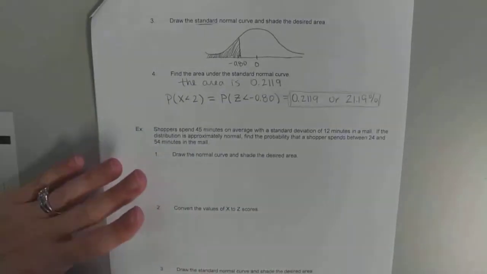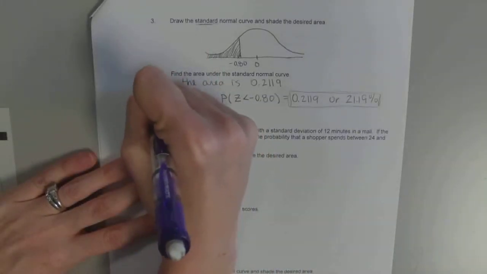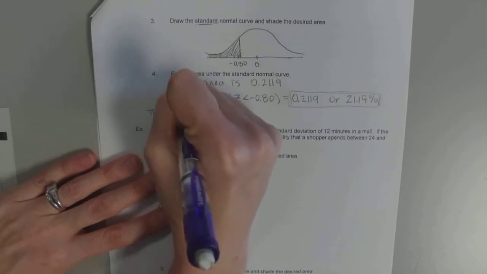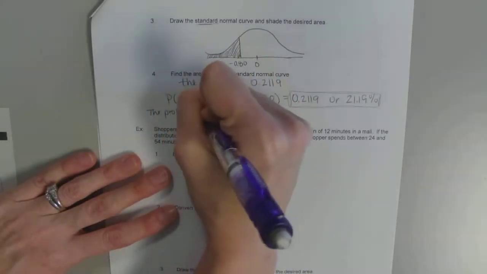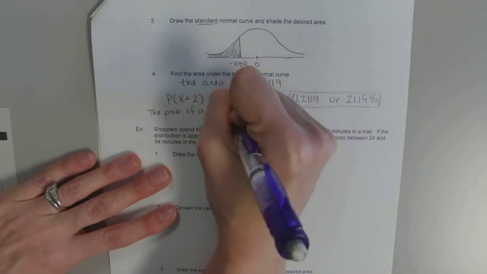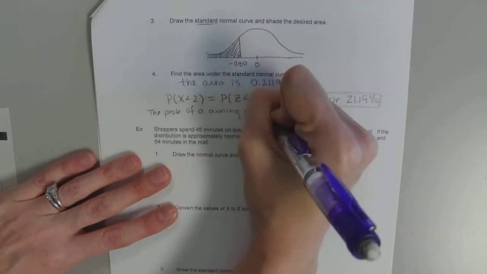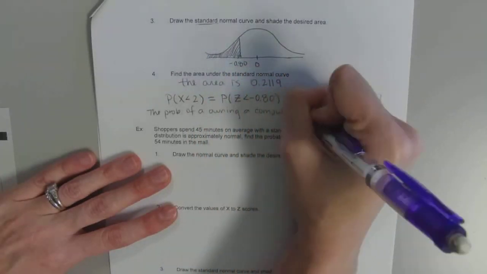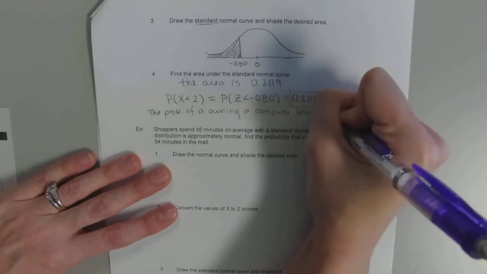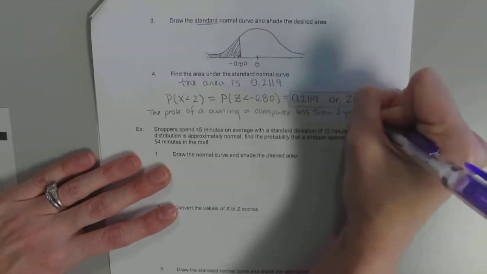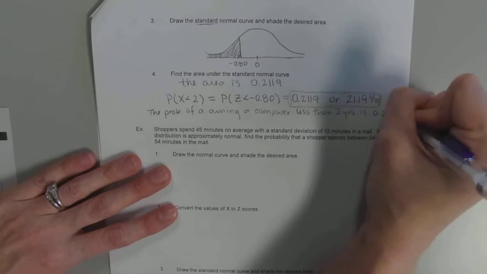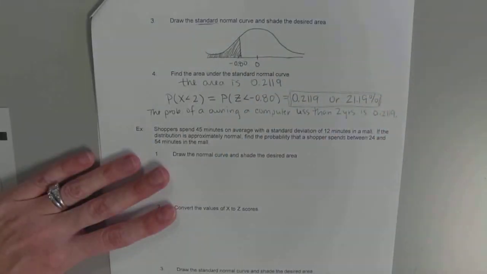So I'll write it in words. The probability of owning a computer less than 2 years is 0.2119, okay?